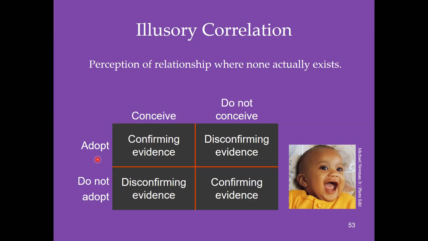Why? Because once people have heard that idea, they tend to latch on to that confirming evidence, where there is maybe a couple who didn't have a kid, and then they adopted, and then they had their own, and they say, there it is, see? But yet they're not noticing the many couples where that occurred and they didn't have their own child. So sort of not noticing the disconfirming evidence. So this plays into that confirmation bias.